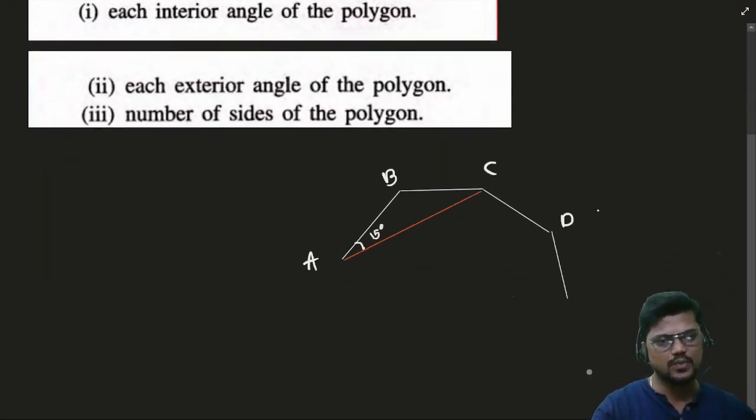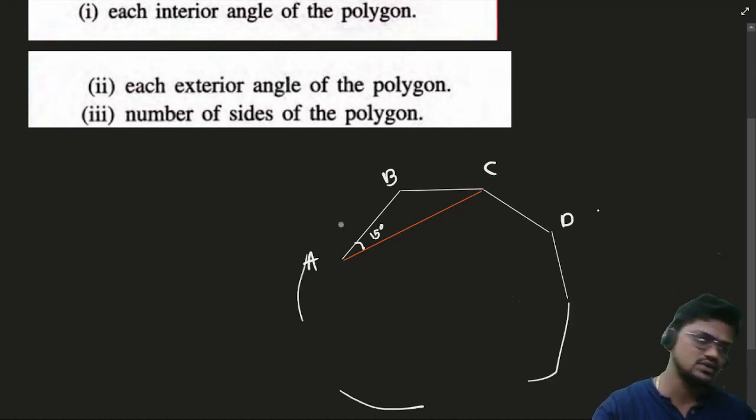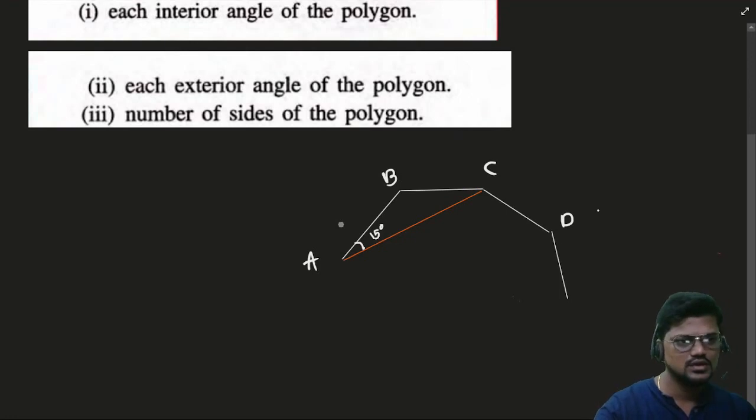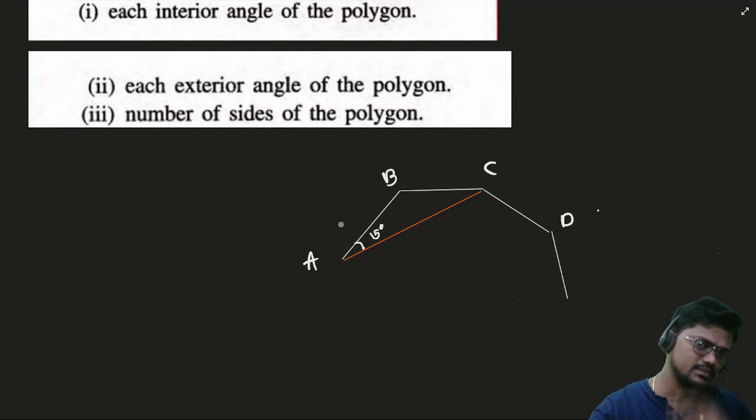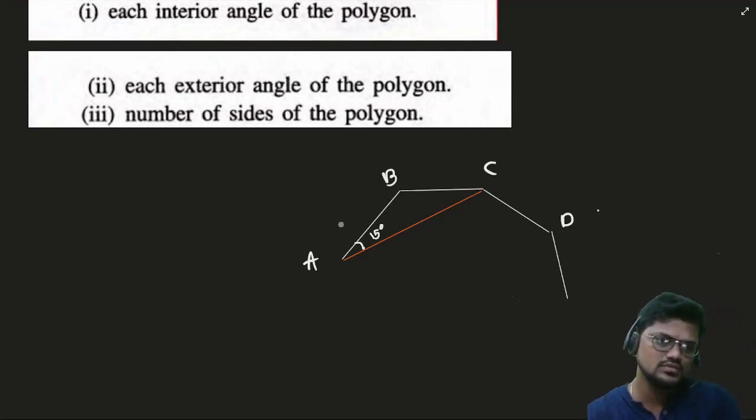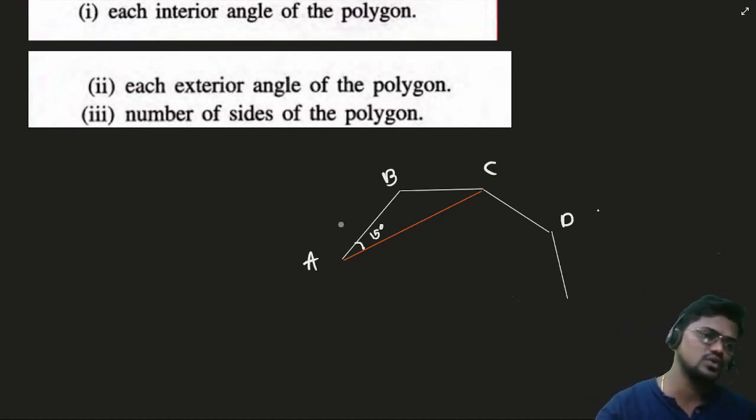Now, since it's a regular polygon, it will have some number of sides. I have not completed the figure. Why have I not completed the figure? Anyone? Because the number of sides is not mentioned. Yeah, I don't know the number of sides. I need to know how many sides it has, only then can I close the diagram. Otherwise, I cannot. That's why I have not closed it.